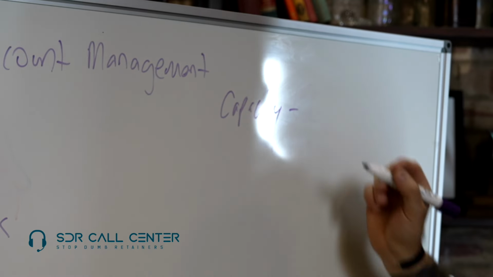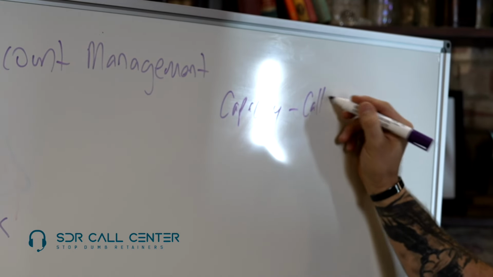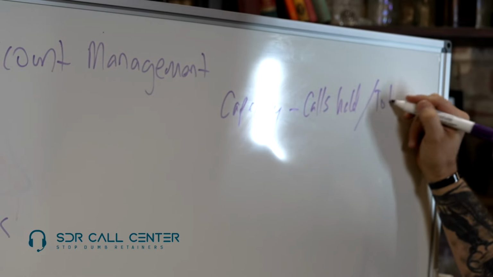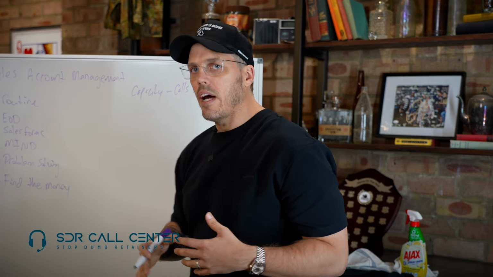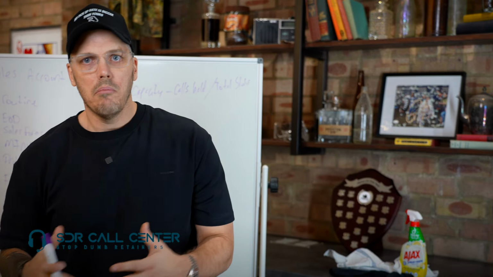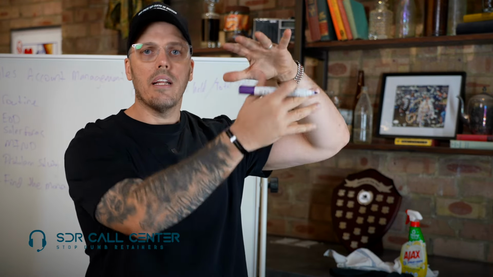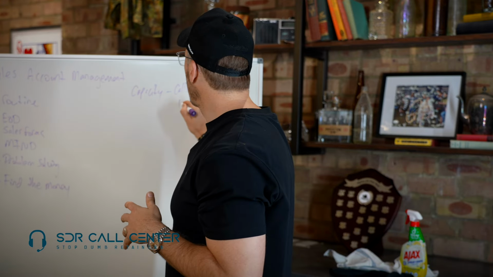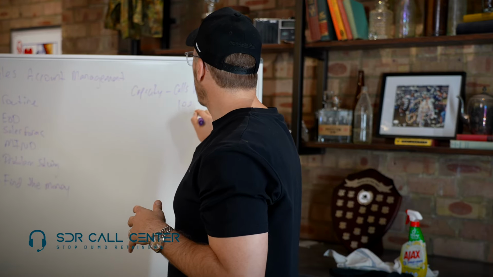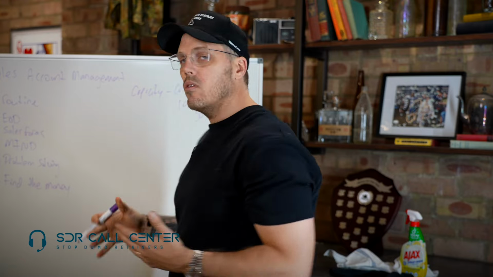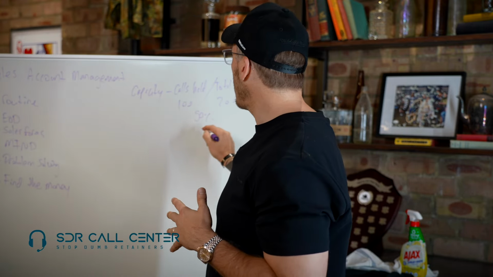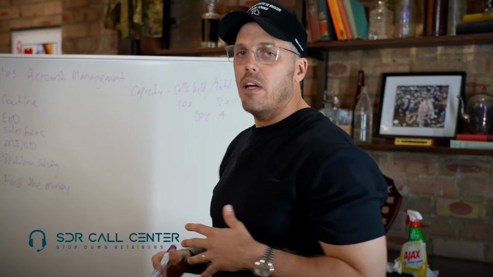What that's going to be is calls held to total slots. So let's just say you have 100 calls held, but you had the availability to have 200. So you have a 50% slot utilization, right? So what is slot utilization handy for? It's handy because you want it upwards of like 80%. Okay? If it's at 50%, it means that you're underutilizing your reps.